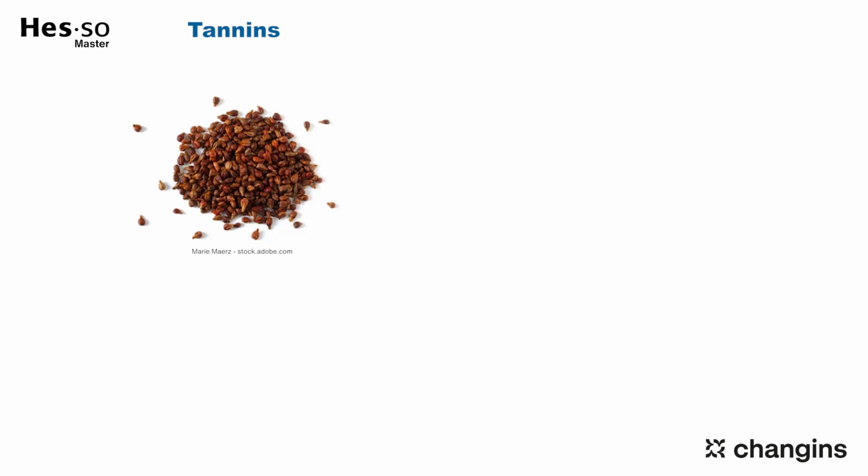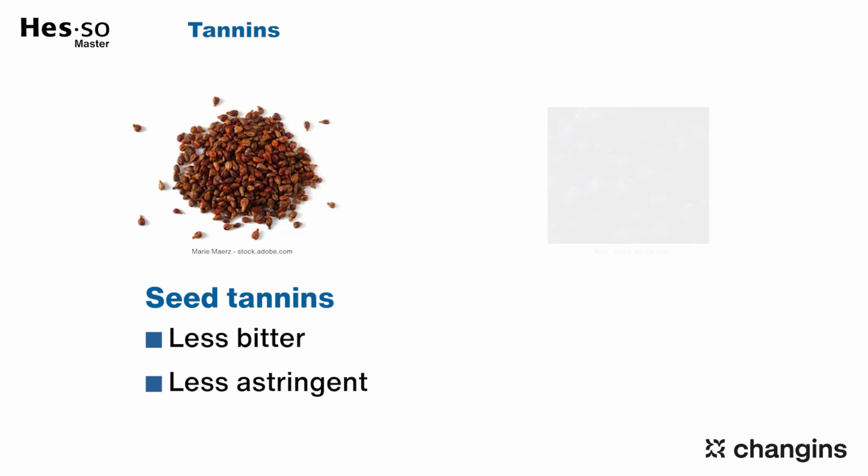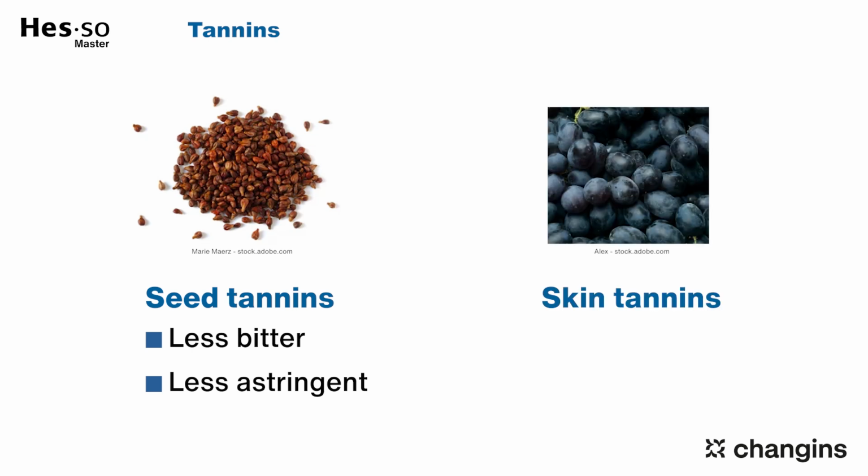Tannins evolve significantly during the ripening process. Seed tannins become less bitter and less astringent as they mature. At the same time, skin tannins also change in structure. Together, these transformations influence the tactile sensations of the final wine.